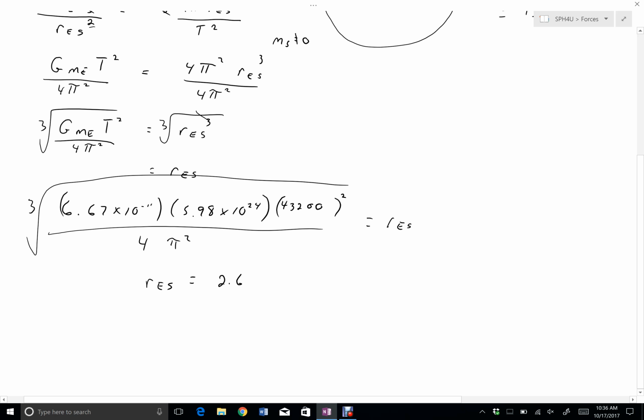So I just typed all that in. I got 2.66 times 10 to the 7 meters. And I'm going to just do the exact same thing again. This is just a check. So 6.67 times 10 to the negative 11, 5.98 times 10 to the 24. That's the mass of the Earth, 43200 squared, divided by 4, divided by 3.14, divided by 3.14. And I will cube root all that, and I get the same thing, 2.66 times 10 to the 7. So I checked it, so I'm happy with that.